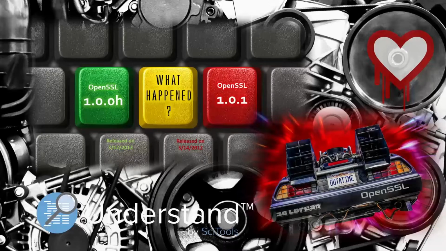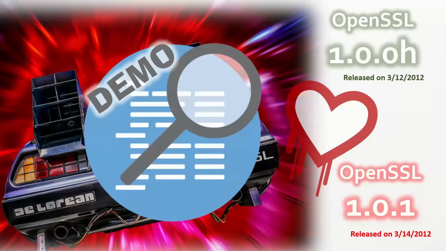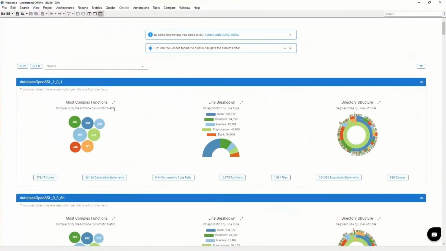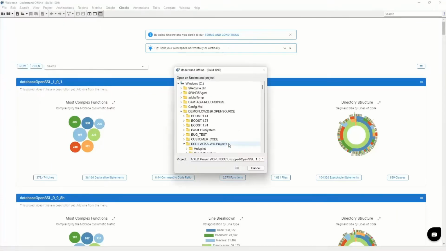Let's try the new feature in Understand that lets you compare one version with another, one analysis with another, and see what we can learn from this. Can we actually see Heartbleed the way it was created? I'm going to open Understand here, which is version 6.2. We're going to open a project, and you can see I have all the versions here, and we're going to open version 1.0.1, which is the first one with Heartbleed.